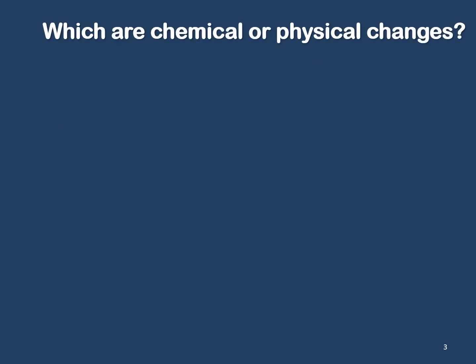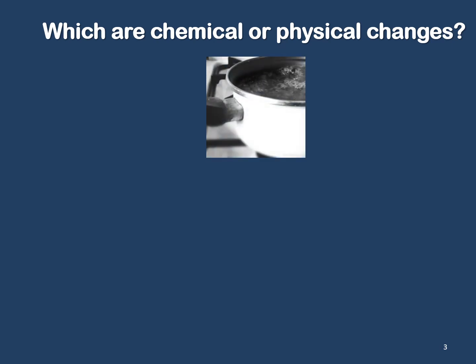So let's do some practice. Which of the following are chemical or physical changes? And we'll label them as we go. So this one hopefully is a softball one. We're boiling water here. This hopefully we all can agree is physical.